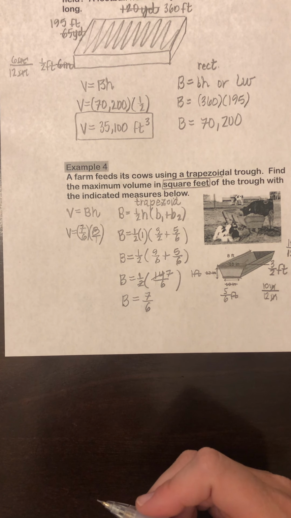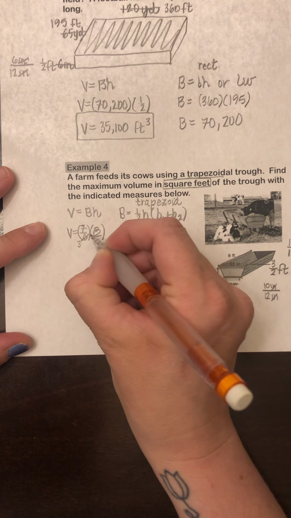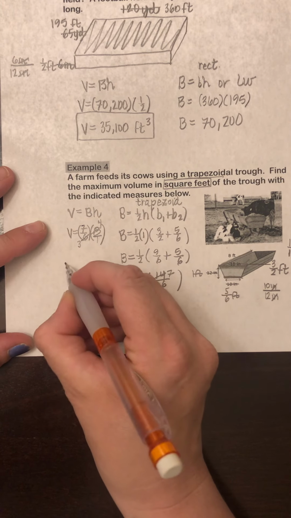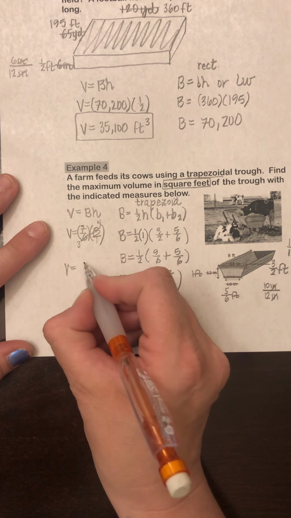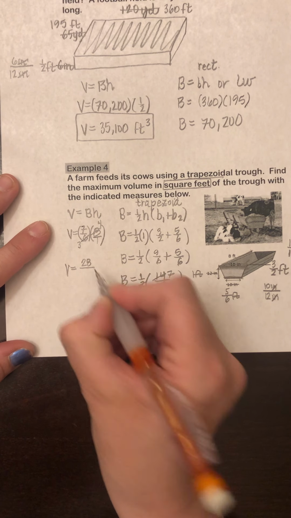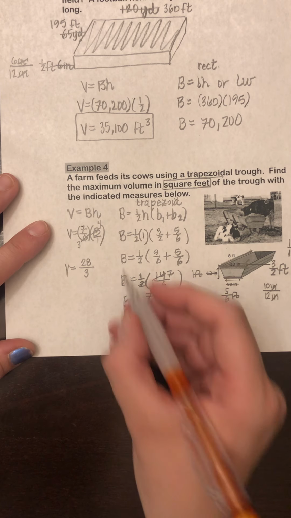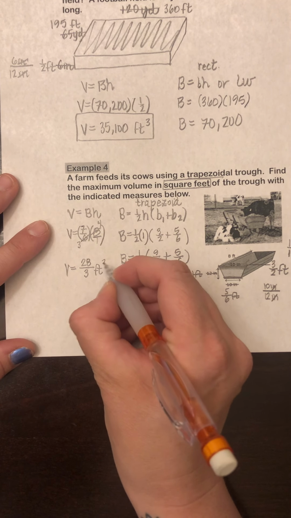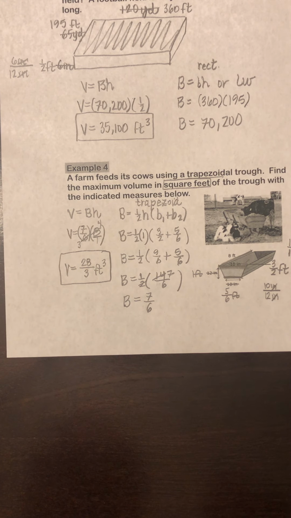Again, I can cross cancel because 6 and 8 are both divisible by 2. So the 6 is going to turn into 3. The 8 is going to turn into 4. And now when you multiply fractions, you multiply straight across. So 7 times 4 is 28 for the numerator. 3 times 1 is 3 for the denominator. And I need units, which are cubic feet. Ta-da! There we go.